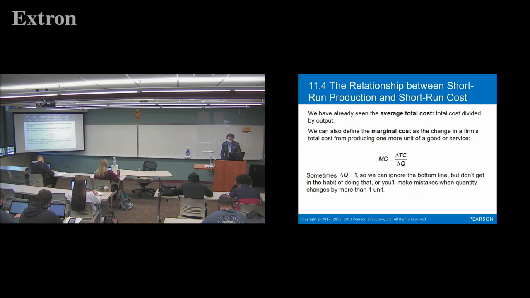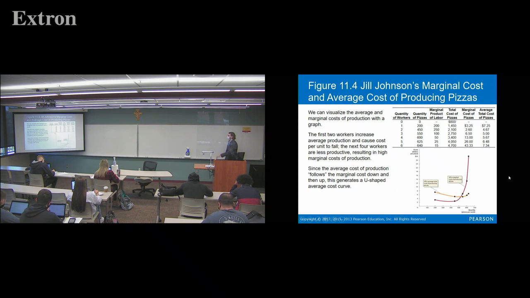So let's look at an example so we can visualize what we're looking at here with marginal costs and how it compares to the average total cost. So we're going to go back to this production chart. We'll look at enough in this chapter to make your eyes bleed.